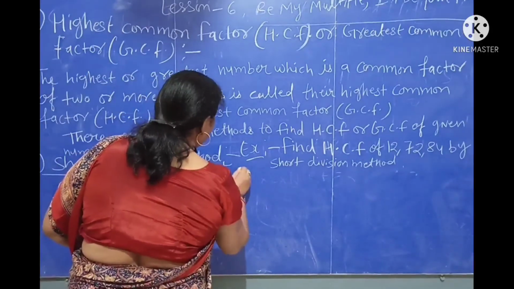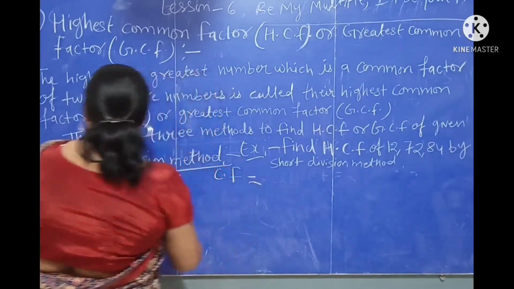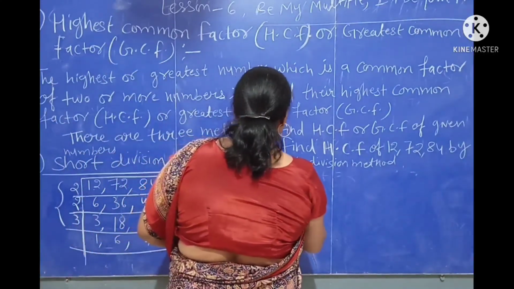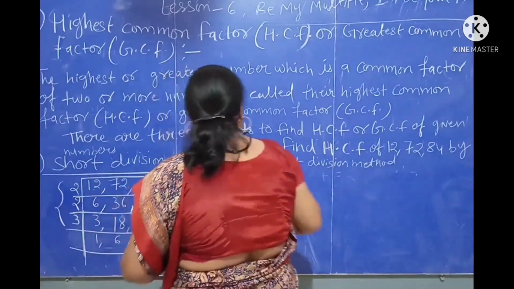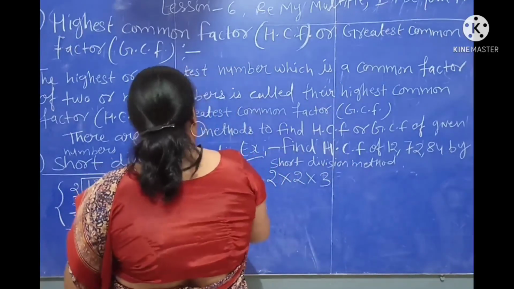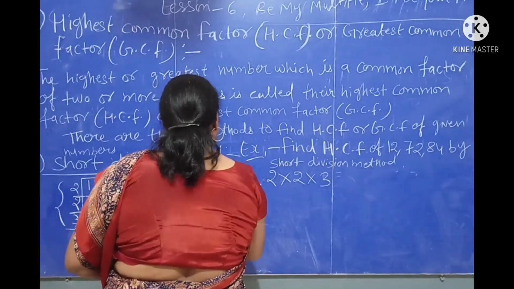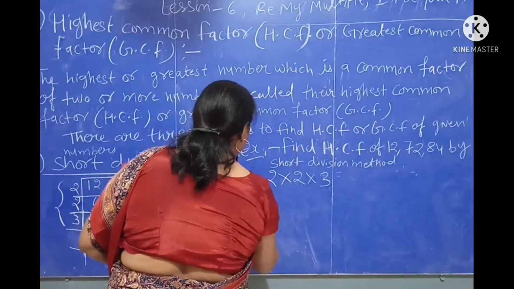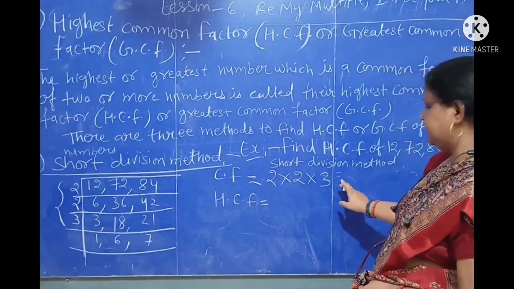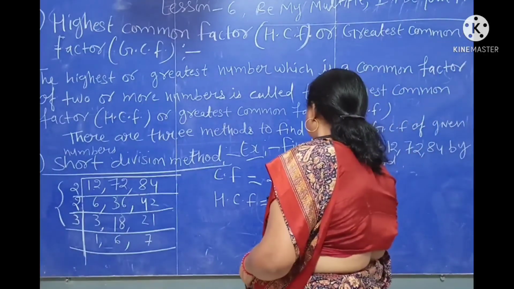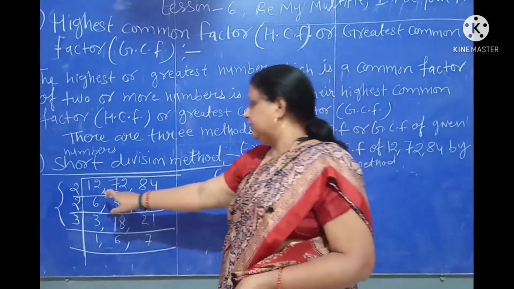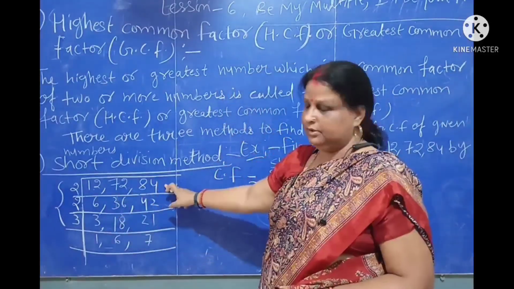So we write here common factors 2, 2 and 3. We will take 2 multiplied by 2 multiplied by 3. Now we find the highest common factor. So 2 2s are 4, 4 3s are 12. Here is the 12. So we can say that 12 is the highest common factor of 12, 72 and 84.